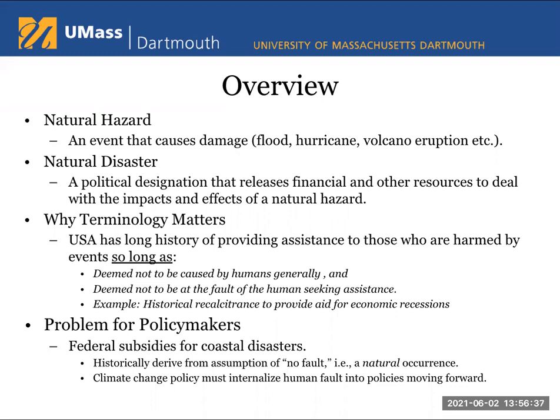The terminology matters because the United States has a long history of providing assistance to those who are harmed by events, so long as, conditionally, they're deemed not to be caused by humans generally, and they're deemed not to be at the fault of the human seeking assistance.